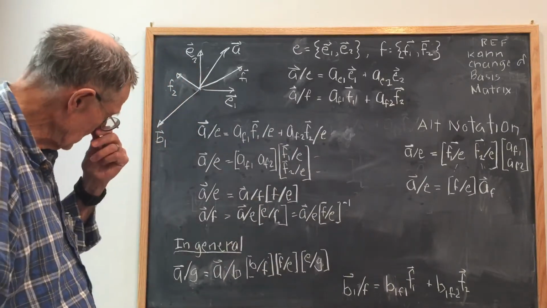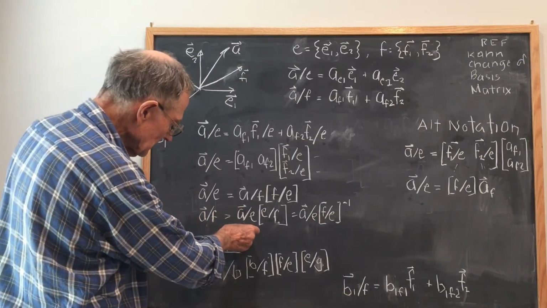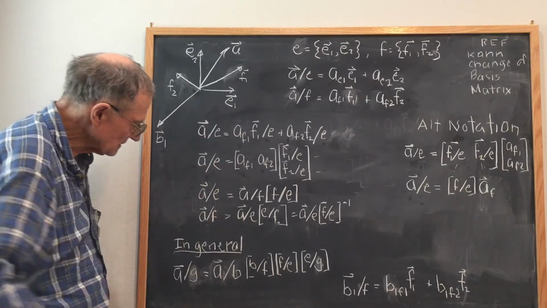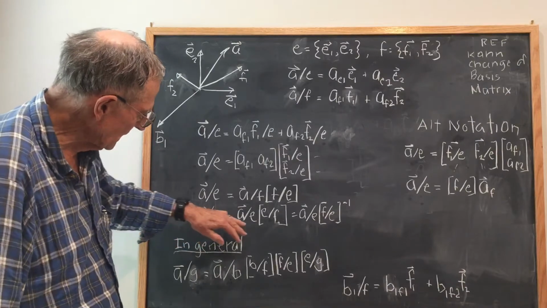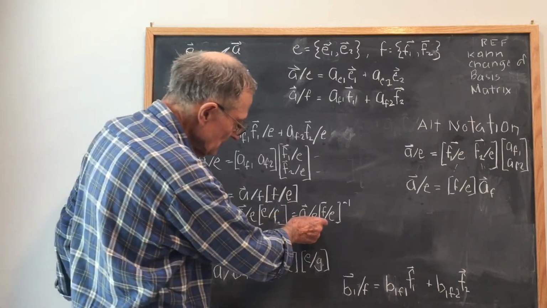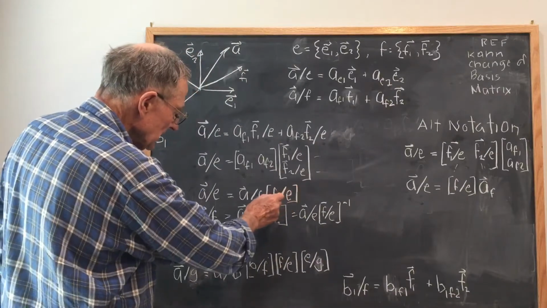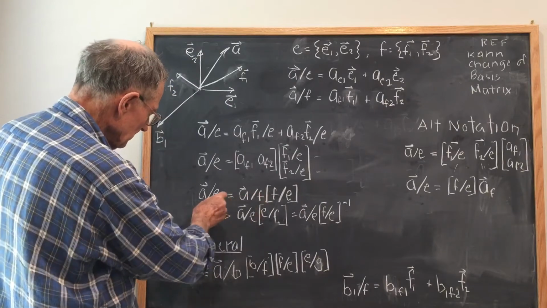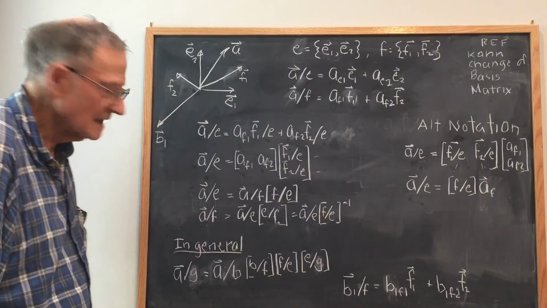Now I can also write that A with respect to F is A with respect to E times E with respect to F, using the same arguments, the same system as I've used before. So A with respect to F is A with respect to E times the change of basis matrix E with respect to F, which is A with respect to E times the matrix F with respect to E to the minus 1. If I multiply by F with respect to E to the minus 1 on each side, I get A with respect to F on the left side equal to A with respect to E times F with respect to E to the minus 1. And that's the system.